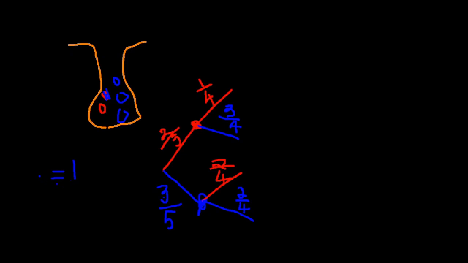Anyway, it's equal to 1. So if you look at the sum of probabilities over here, 2 over 5 plus 3 over 5 is equal to 1. Over here, 1 over 4 plus 3 over 4, 4 over 4, 1. 2 over 4 plus 2 over 4, 4 over 4, 1. That's how you can check that you're correct.